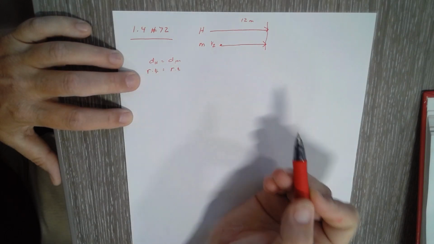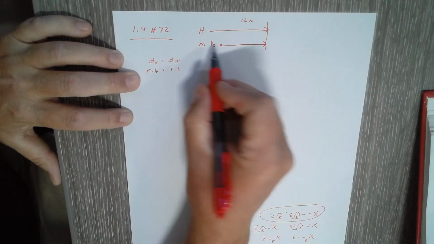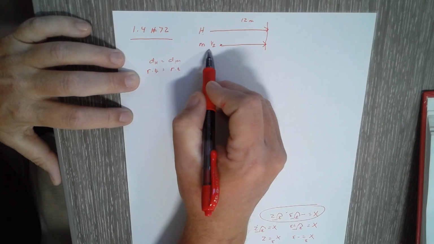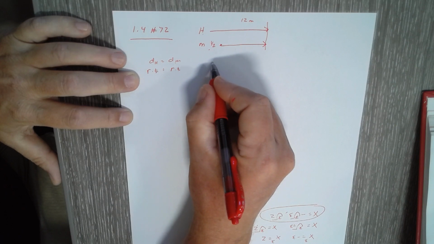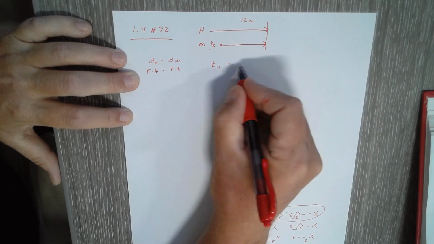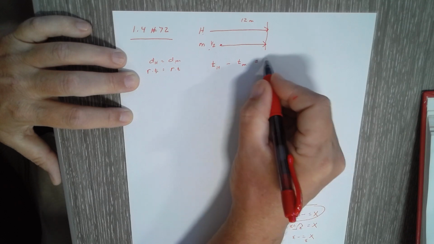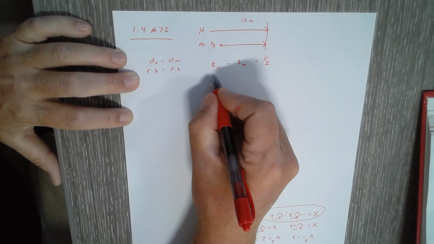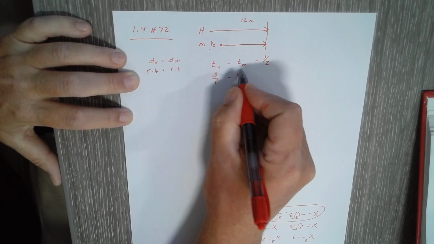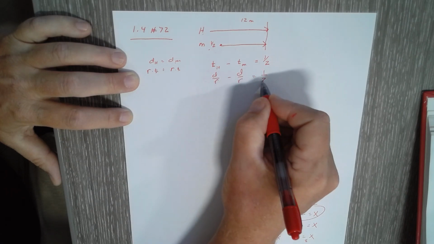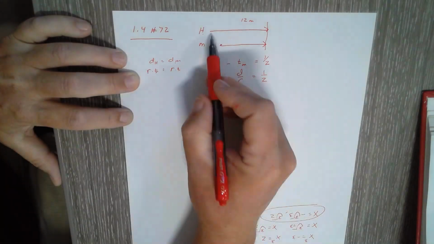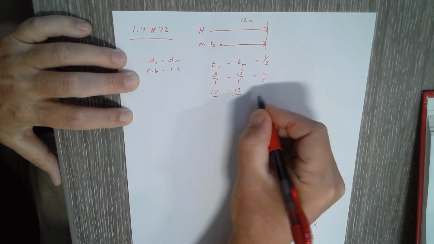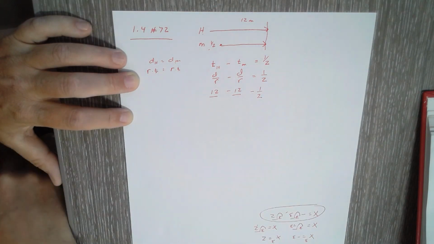The other thing they give us is the time. Well, I know that Hector is going to run a longer time than Maureen. So I'm going to take Hector's time, subtract Maureen's time, and I'm going to end up with a half hour. Hector's time is his distance over his rate, and Maureen's is her distance over her rate. Well, we know that when she catches him, they both run 12 miles. So we know that their distance is 12 miles.